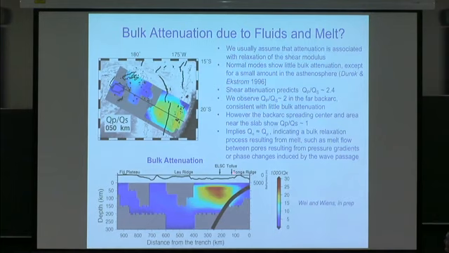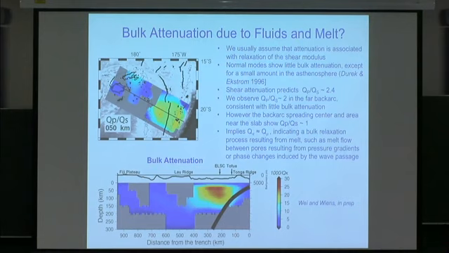I should say that we have relatively low resolution. It's a difficult measurement to make. We've made it before, but we've always kind of discounted it as being something that's not very well constrained. But we think now that we can definitely show that there is bulk attenuation, and it is concentrated in the area of the backarc spreading center.